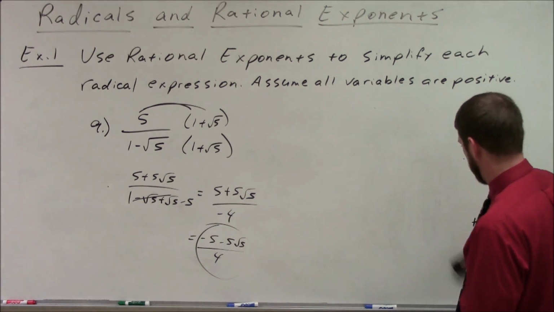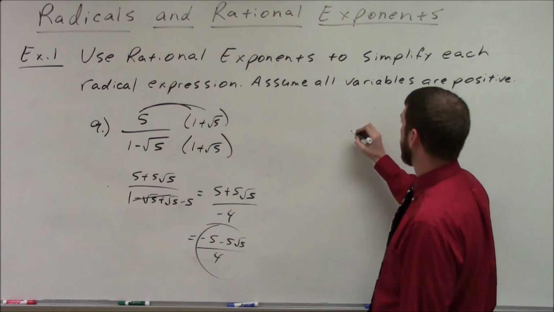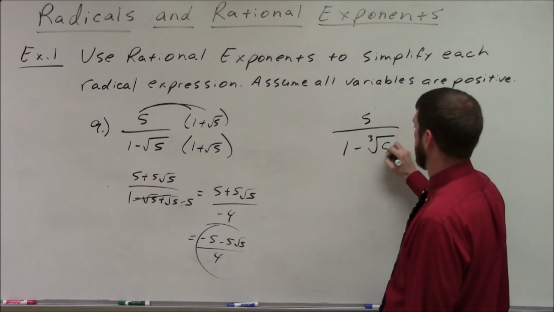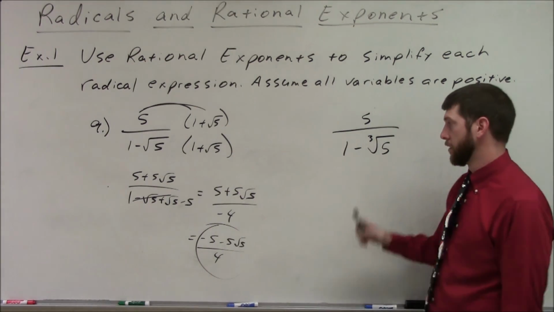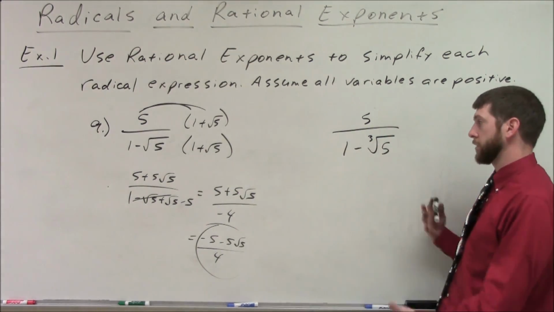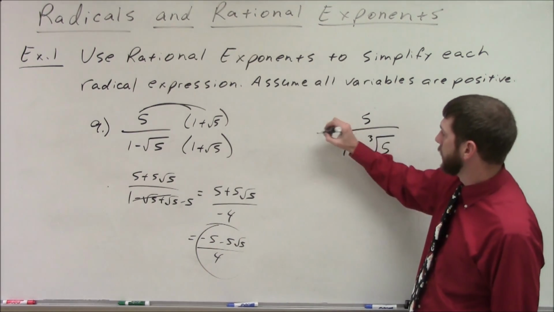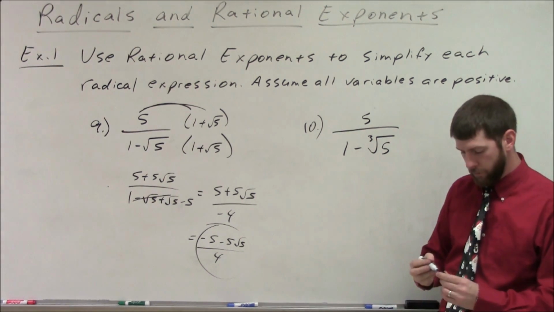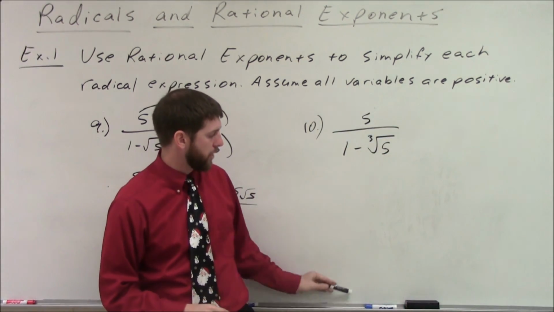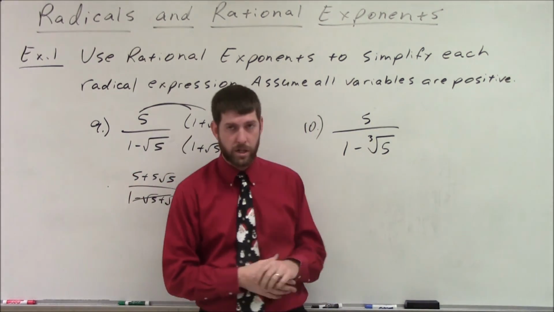Something I want you to think about before you come to class tomorrow. What if we had 5 over 1 minus the cube root of 5? How would we rationalize that denominator? Would it be the same way? Would we have to do something different because it's a cube root? So ponder on that and tell me when we get to class what you were able to come up with as a way to rationalize that denominator with the cube root instead of a square root.